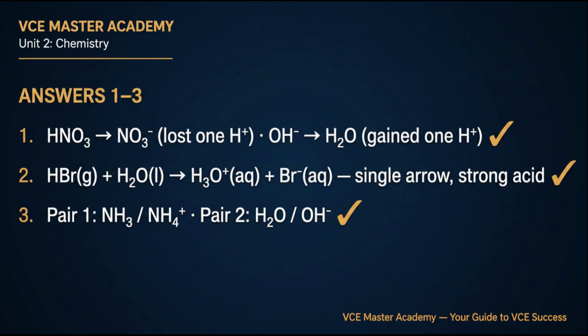Question 2. HBr is strong, so it throws the ball and never takes it back. Single arrow. Water accepts, hydronium and bromide form, and the charges add to 0 on both sides. If you drew a double arrow, that's the 1 mark you dropped. Question 3. Match across the arrow. Ammonia became ammonium, 1 pair. Water became hydroxide, the other. Notice water is the acid here. Amphiprotic, as always, doing whatever the moment needs.